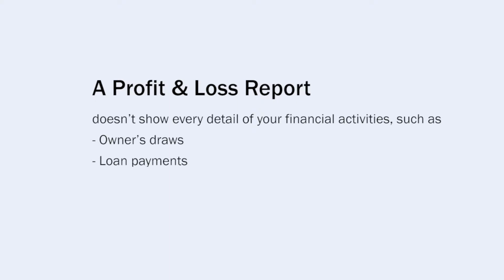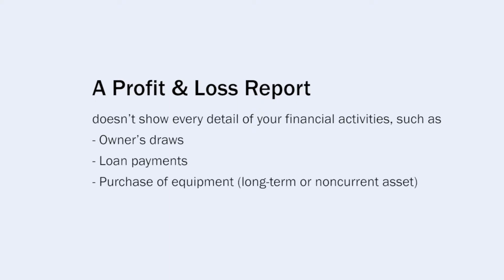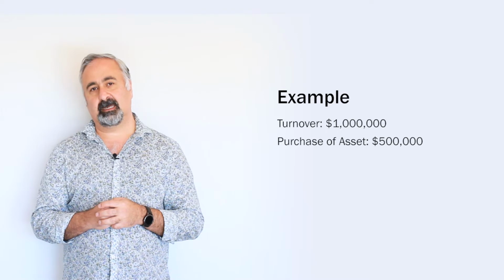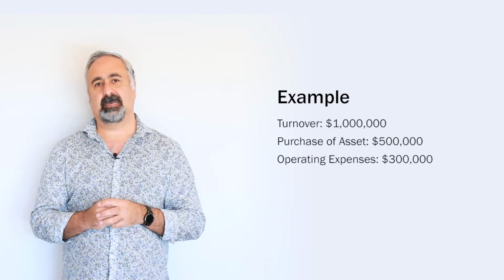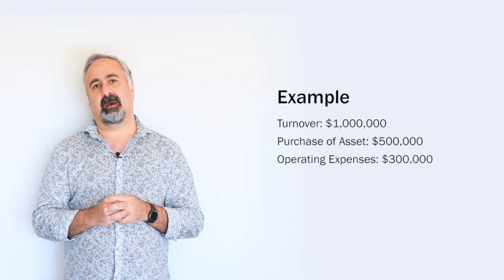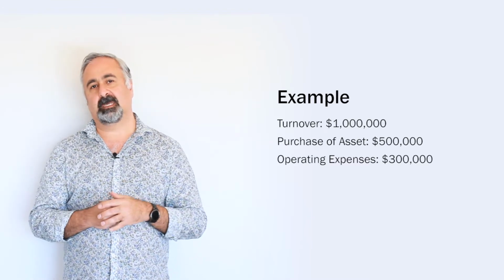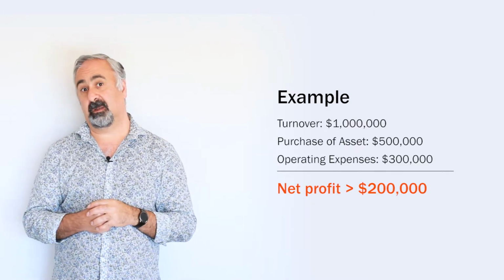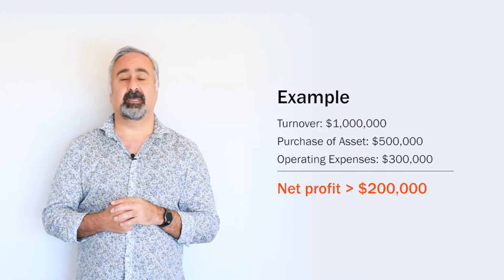The other thing that usually people don't realize is the assets they purchase. If you purchase a couple of big assets in that financial year, the full amount of that asset doesn't come as an expense in the profit and loss report. So let's say your turnover is $1 million, you purchase $500,000 of assets, and you have about $300,000 of other expenses, the operation expenses. So 1 million minus the 500 minus the 300, it doesn't leave you with $200,000 profit. It's a lot more than that.